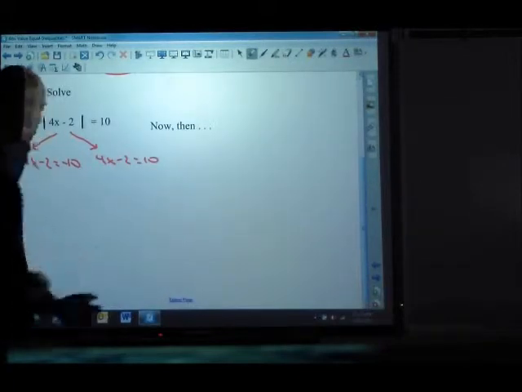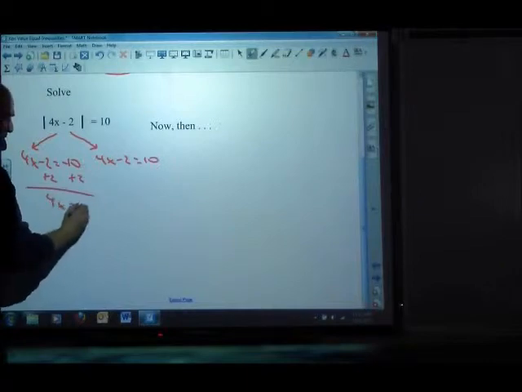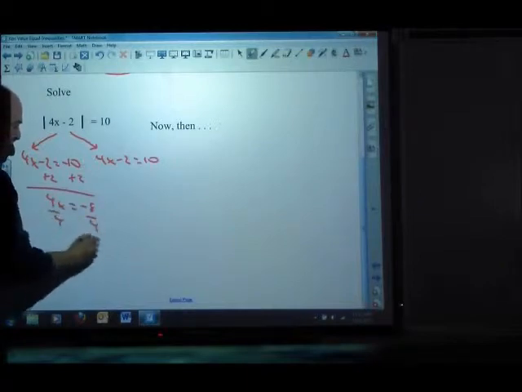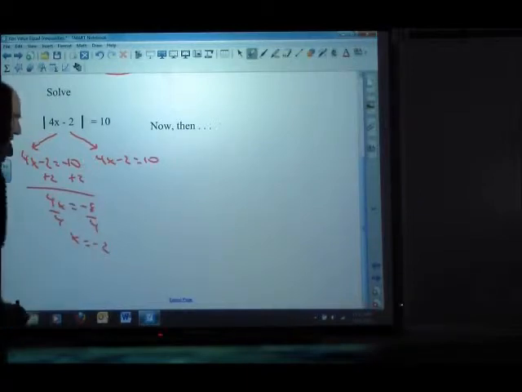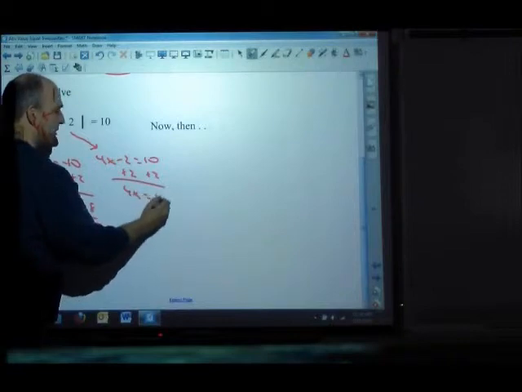Then solving is solving. We've been doing this for years. We get the letter by itself, we undo combining first, and we get an answer. I get an answer of x is -2. On the other side, 4x equals 12.